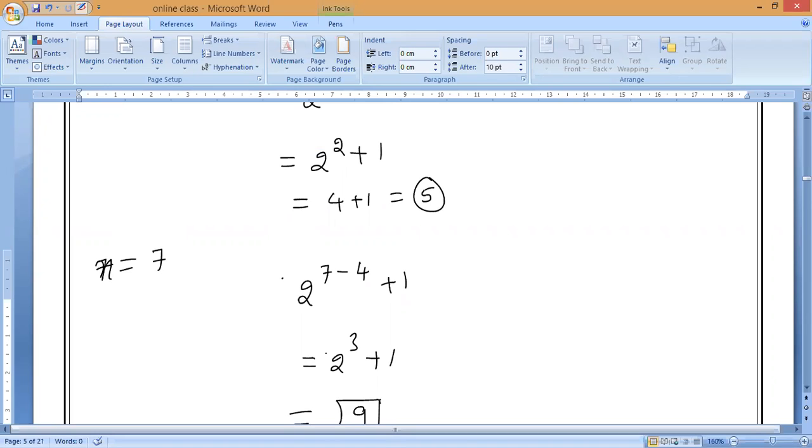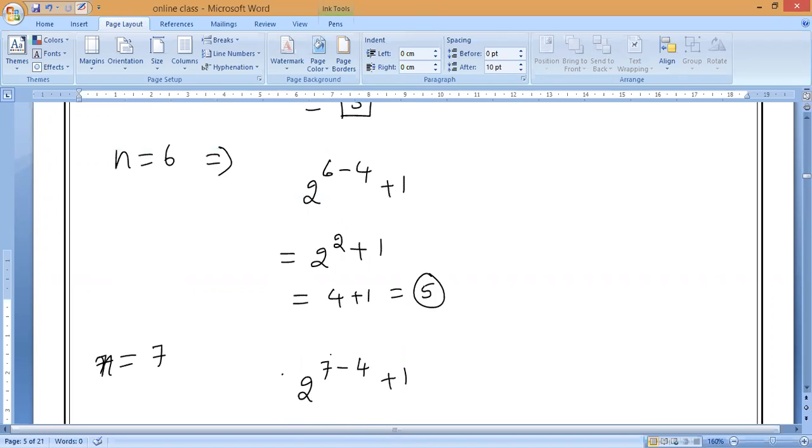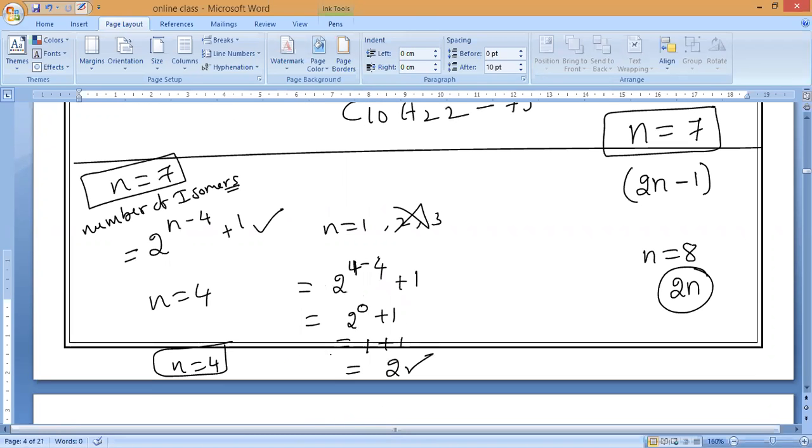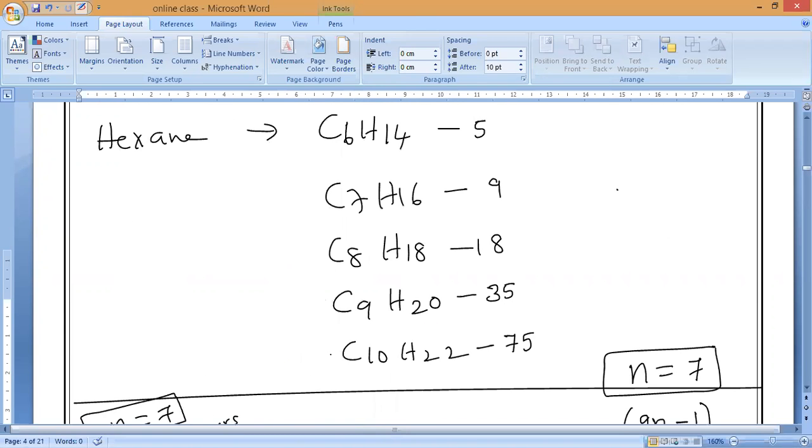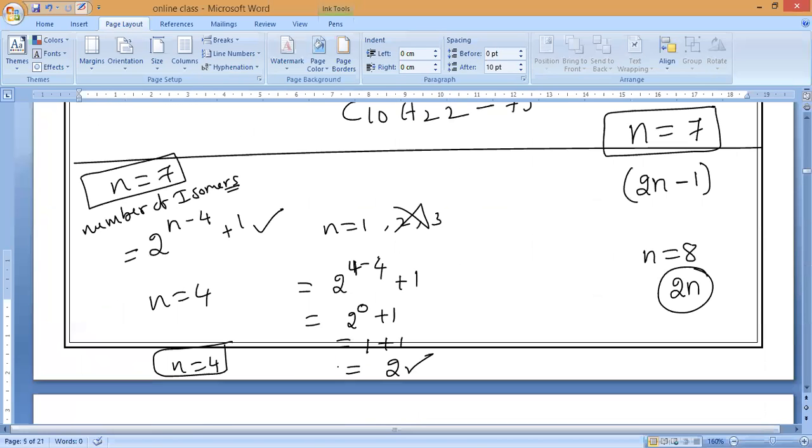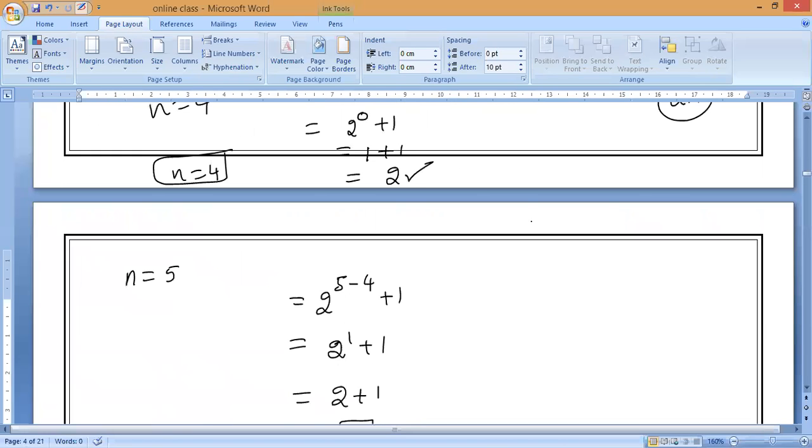So now, up to n equals to 7 only, we will use this one. Is it okay, guys? Yes, everybody, please respond. Now, the 2n minus 1 formula. Sir, how to use 2n minus 1, I will say. So now, let me take n equals to how much, guys? 4. Is it okay, guys?